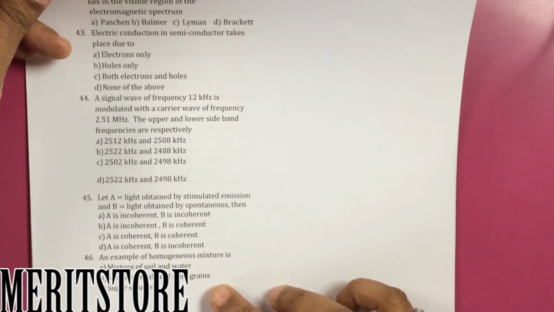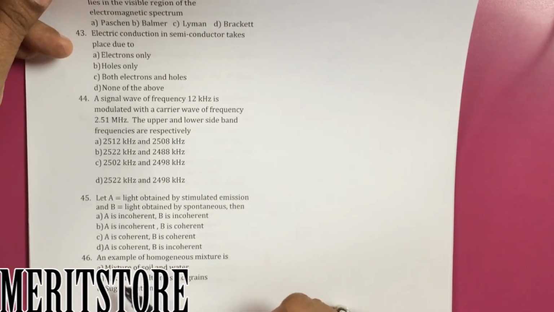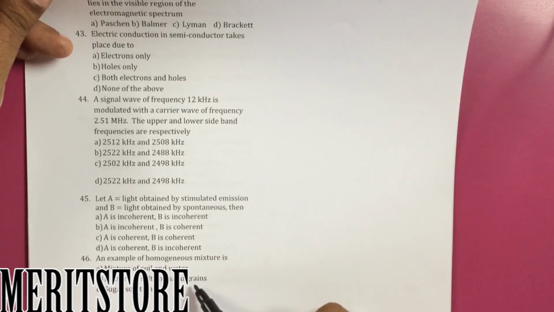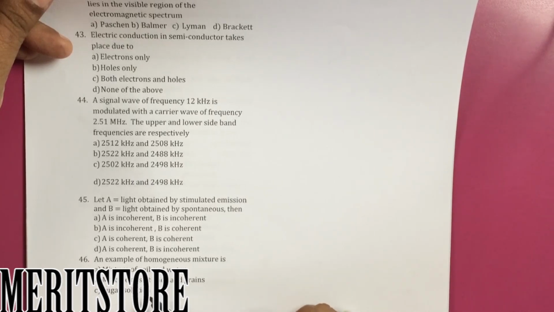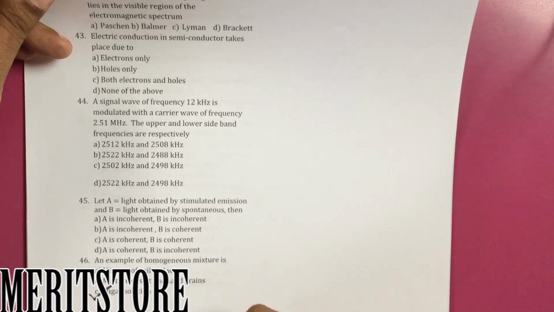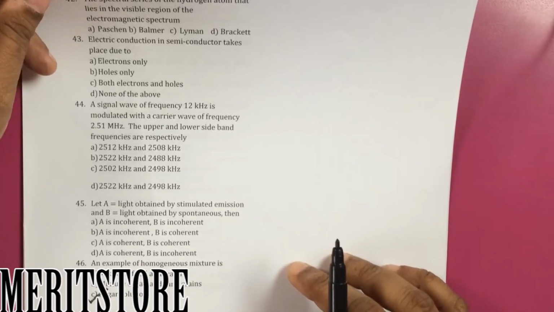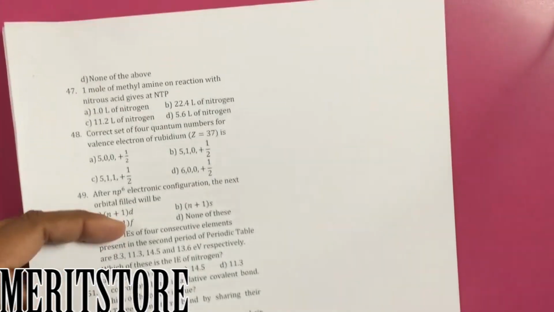An example of a homogeneous mixture is: option A, a mixture of soil and water; option B, a mixture of salt and sand grains; option C, sugar solution; and option D, none of the above. Out of this, the one that can form a homogeneous solution is the sugar solution. The sugar will get completely dissolved in water and that will form the homogeneous solution.